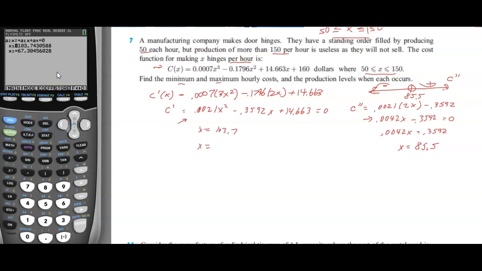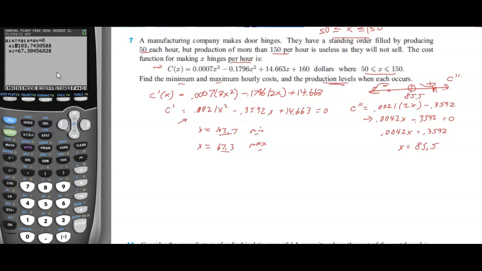The other value is 67.3. Which one's the minimum, which one's the maximum? Notice that 103.7 is over here in the positive concavity region, so that would be a minimum. And then 67.3 is over here in the negative concavity region, so that would be a maximum. So we found the minimum and maximum x values. These are the production levels where the minimum and maximum occur.